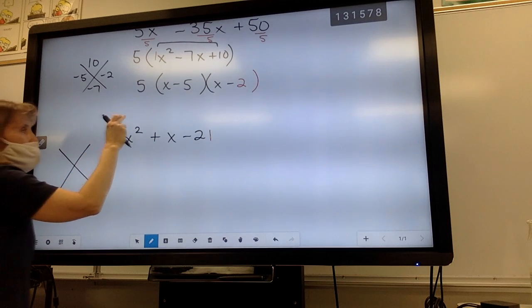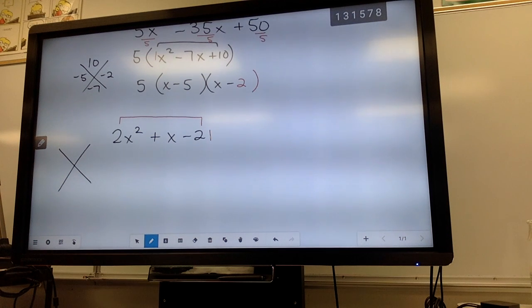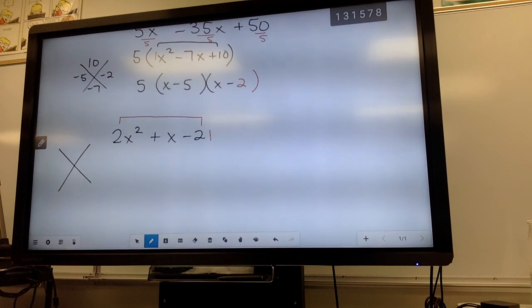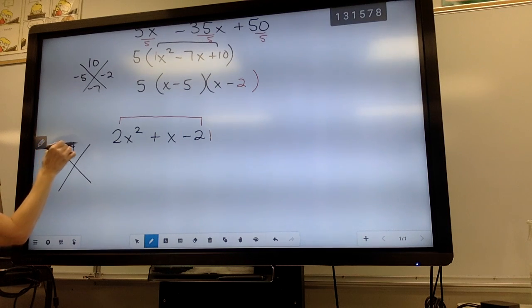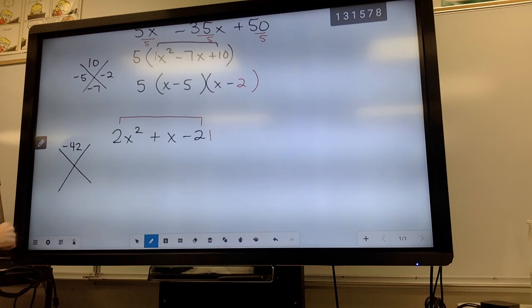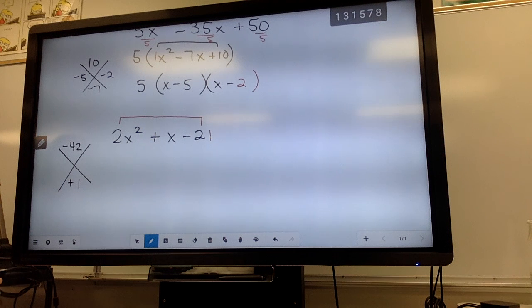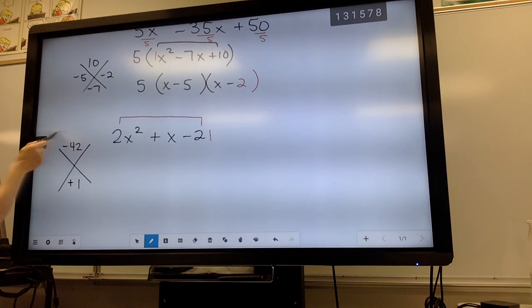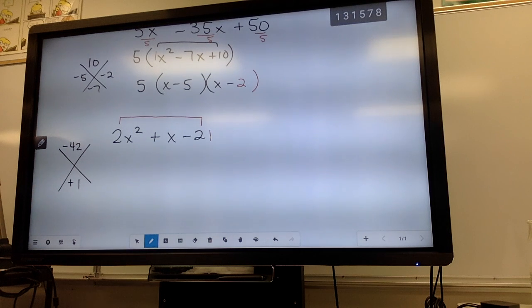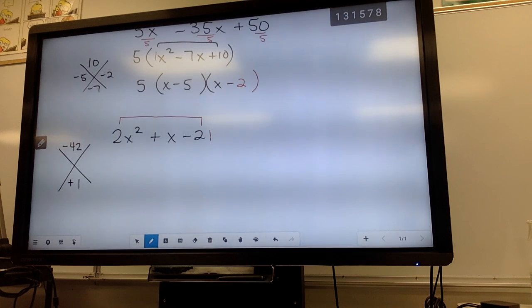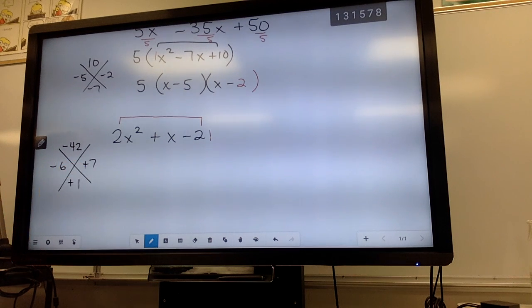I look at the first number, the leading coefficient, and the last number. And I'm going to multiply those together. So what's 2 times a negative 21? Negative 42. And what's my middle coefficient? 1. Positive 1. So I'm looking for 2 numbers that when I multiply, I get a negative 42. But when I add, I get a positive 1. Negative 6, positive 7.